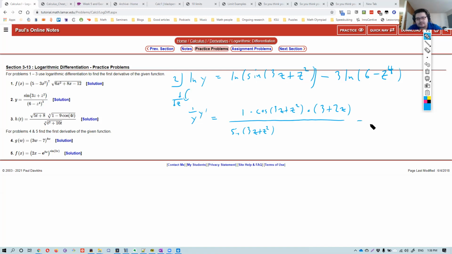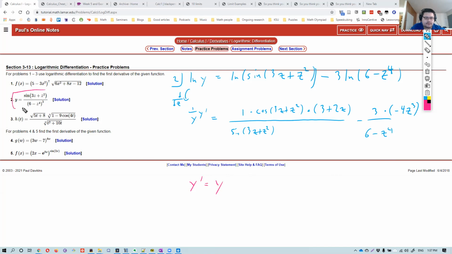The second term, minus 3 over 6 minus z to the 4 times a minus 4z cubed. That's what I am getting. And then the very last step, I'm not going to fully write it out because it doesn't require any real thinking. The last step is we multiply by y and we substitute it in.